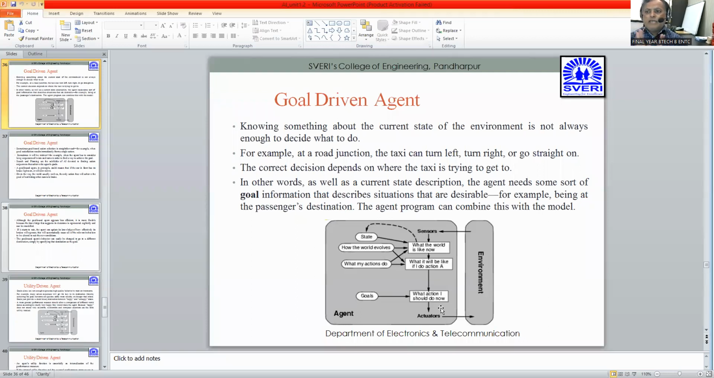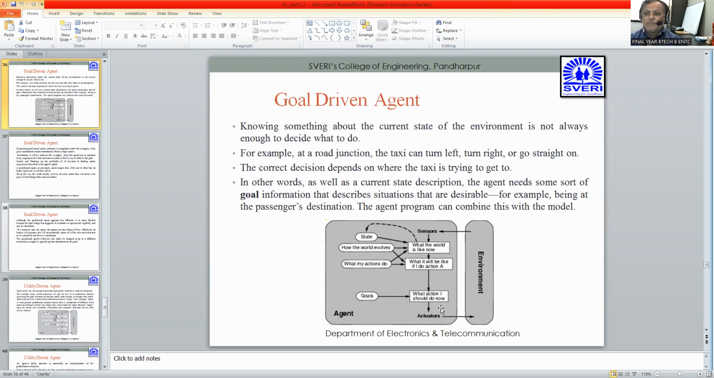Right now, a taxi is turning left, turning right, or going straight on. Now, is this information enough to take any kind of decision? No, it is not enough. Why? Because the taxi does not know where the destination is. Hence, going left or right or straight on is not going to help.